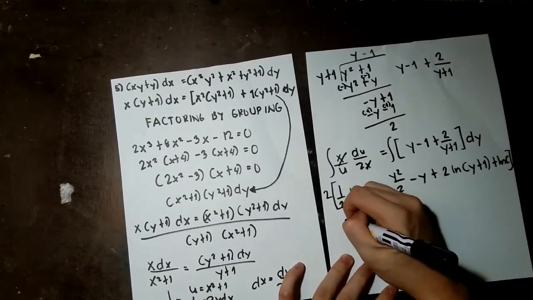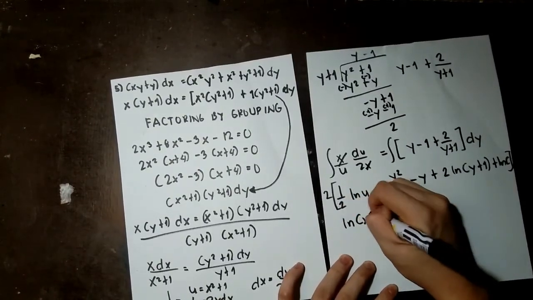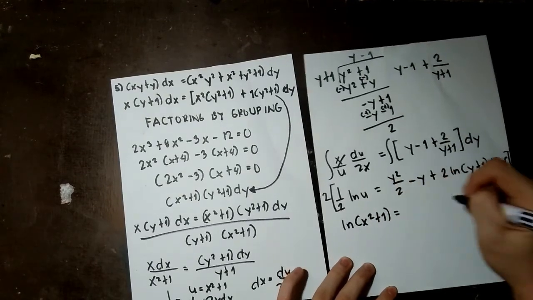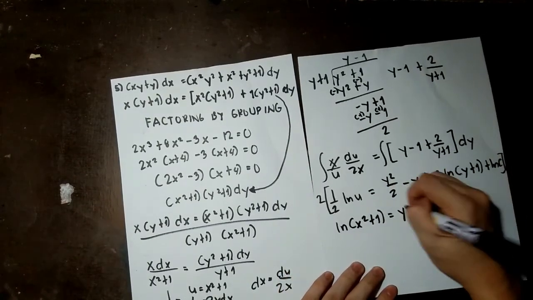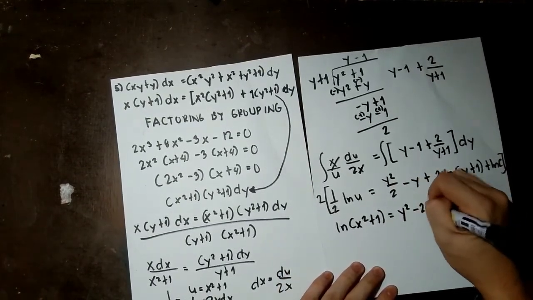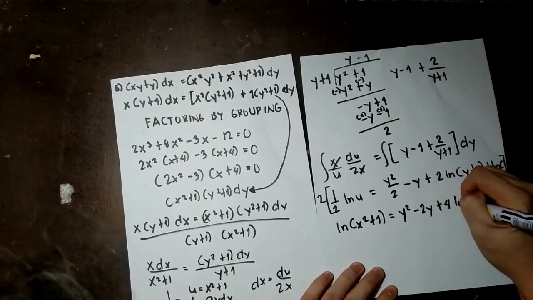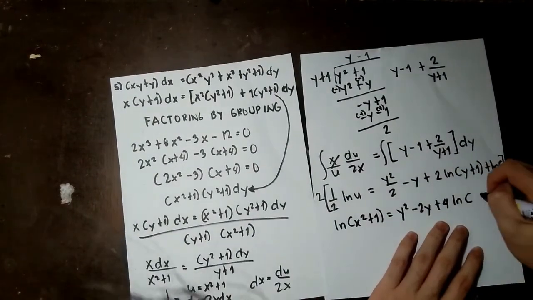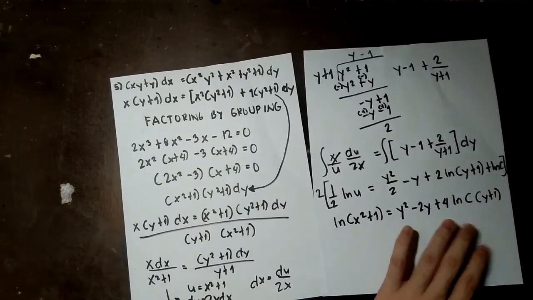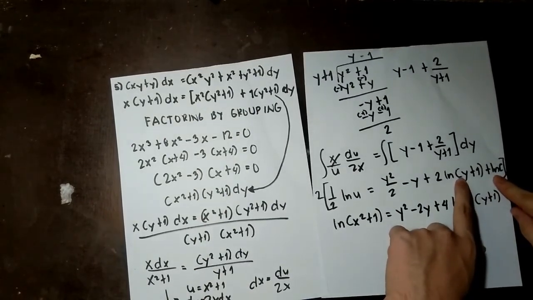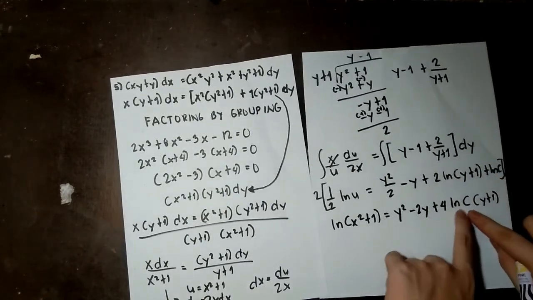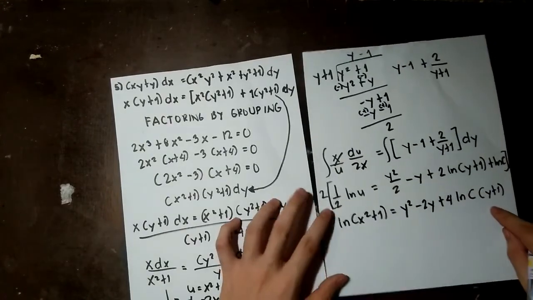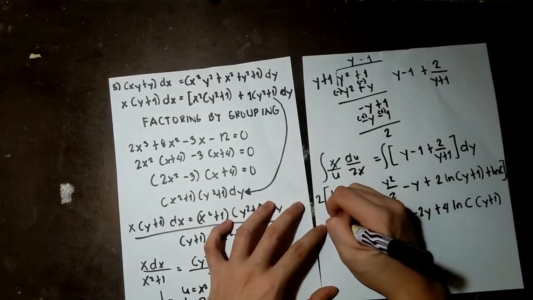So magiging ln ng x squared plus 1 is equal to y squared minus 2y plus 4 ln ng c ng y plus 1. So multiplication property lang ng logarithm. So 4 ln c times y plus 1. So ito na yung final answer natin para sa number 5.